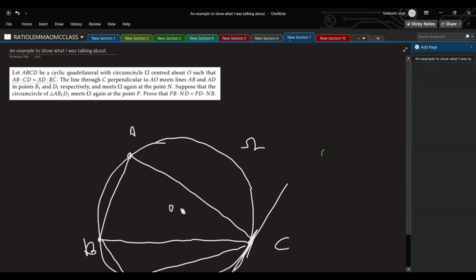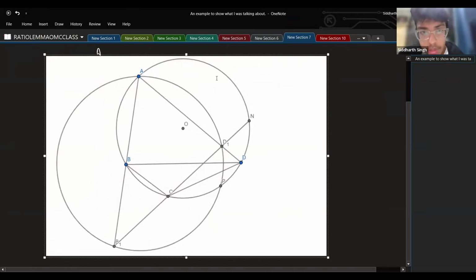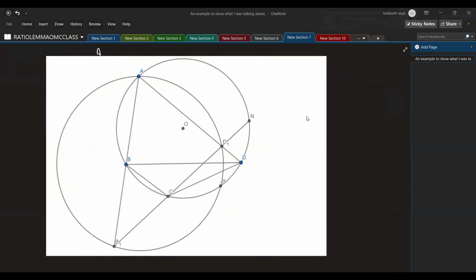Hold on, I'm copying the diagram. I'll try to use GeoGebra to draw the diagram. In a contest, you should try to draw good diagrams. Obviously, don't be like me, I'm just copying here. Anyways, is the picture visible? Yeah.